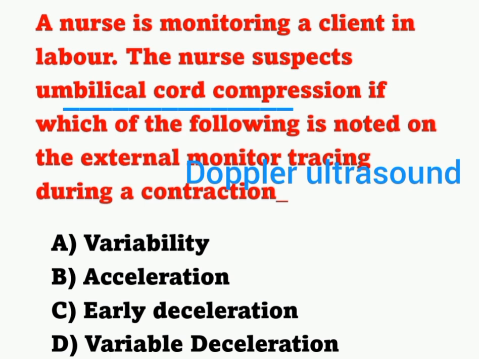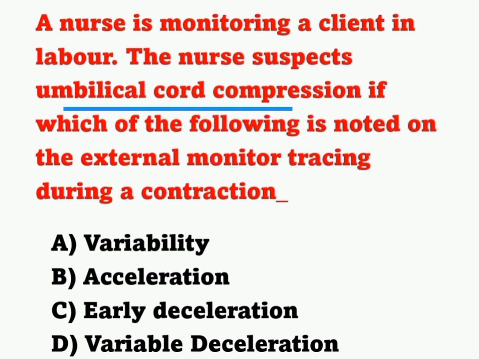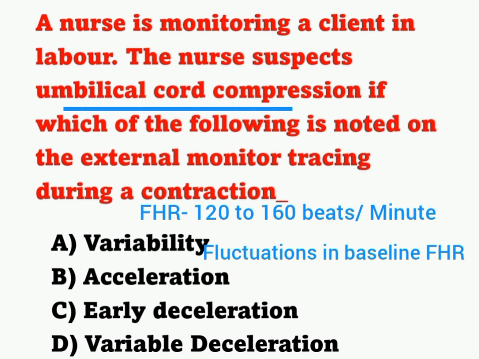Among our options, variability, acceleration, early deceleration and variable deceleration are there. Among these options, which indicates umbilical cord compression? Our first option is variability. Variability means fluctuation in baseline fetal heart rate. Fluctuation means it is moving up and down.